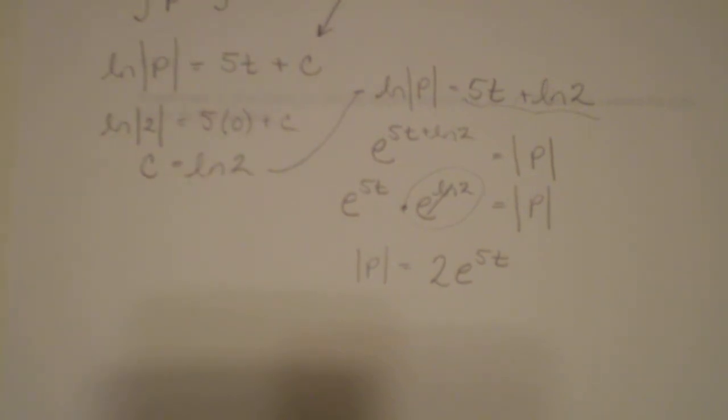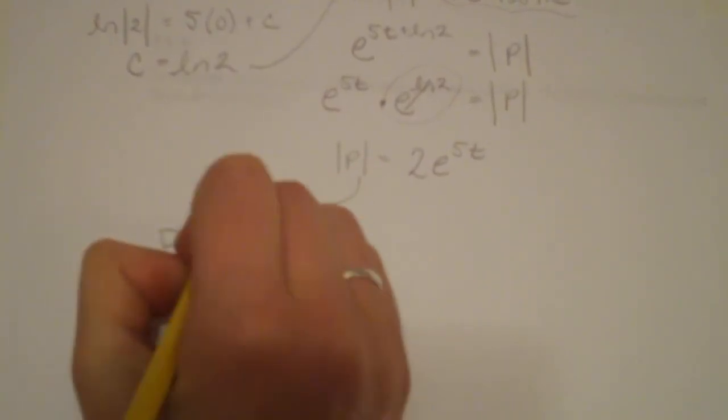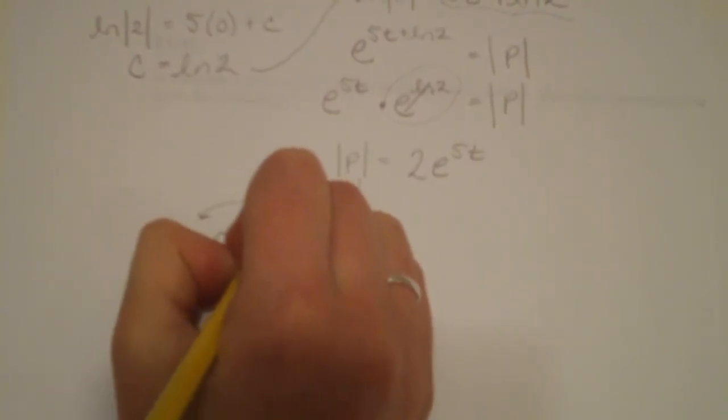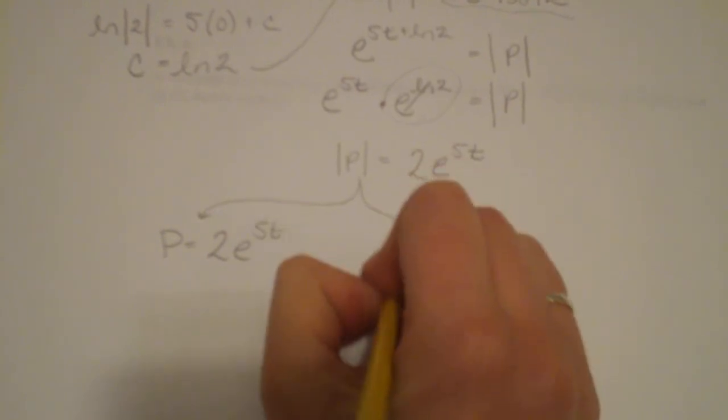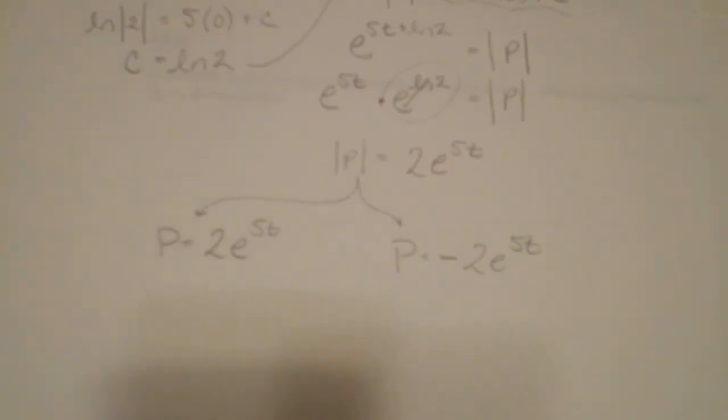So what I need to do is split this equation again. When I have the absolute value equation, that means I have a positive answer and a negative answer. So I have p is equal to positive 2e to the 5t, or I have p is equal to negative 2e to the 5t. So I need to see which one of these equations works.